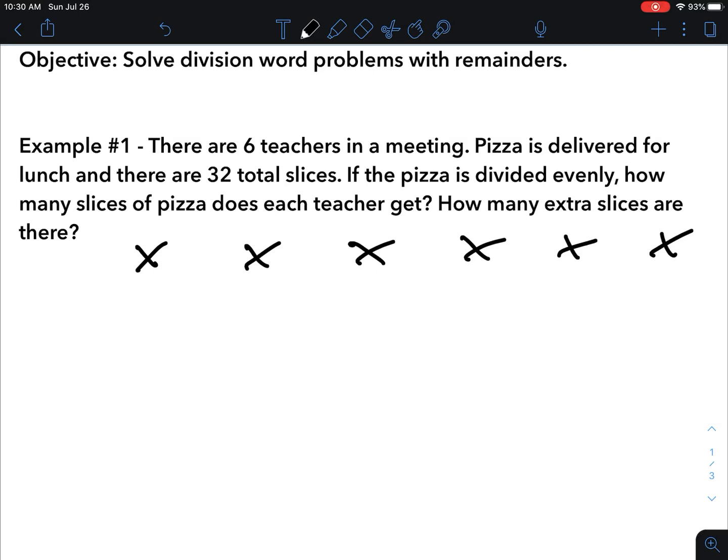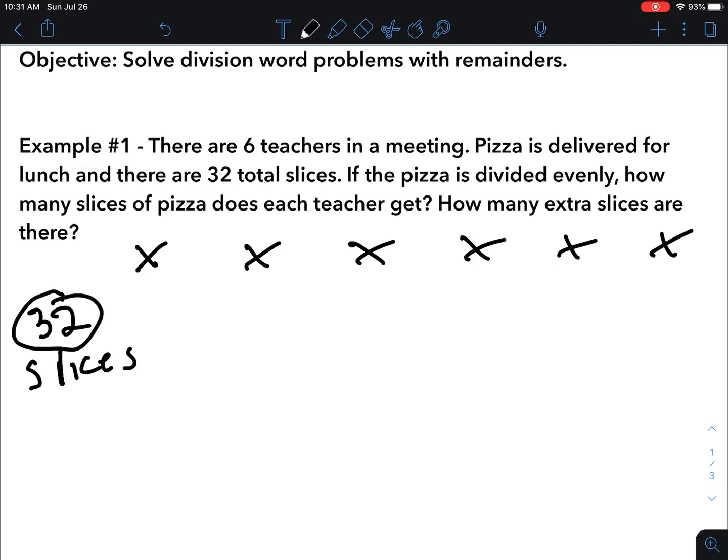Pizza is delivered for lunch and there are 32 slices. Okay, so there's 32 slices, right? If pizza is divided evenly, how many slices of pizza does each teacher get? So I'm dividing up the pizza.